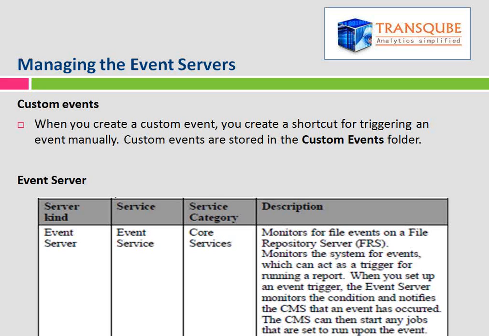Event server is the name of the service. It's again a core service. It monitors for the file events in a file repository server. Typically it looks for a file in the FRS. It monitors the system for events, which can act as a trigger for running a report. When you set up an event trigger, the event server monitors the condition and notifies the CMS that an event has occurred. CMS can then start any jobs that are set to run on that particular event.